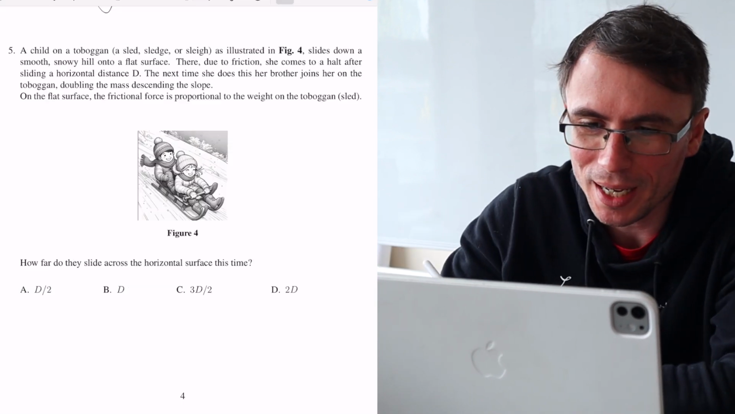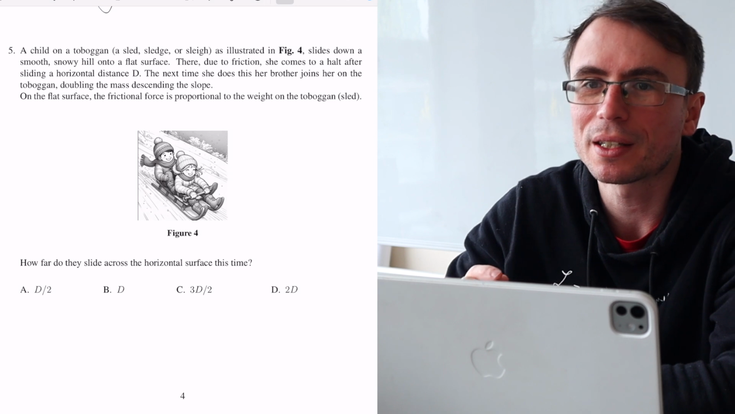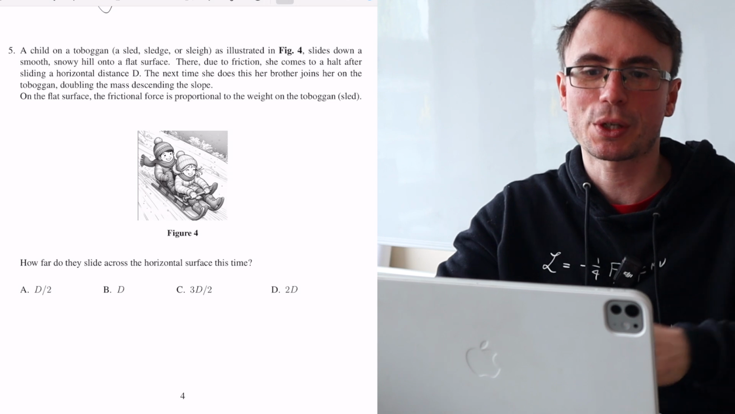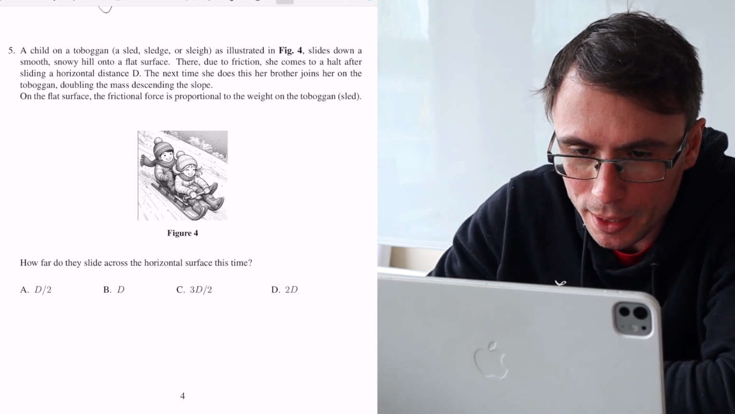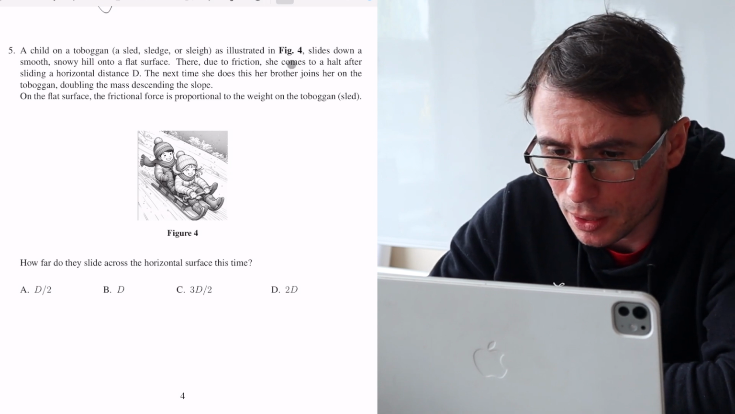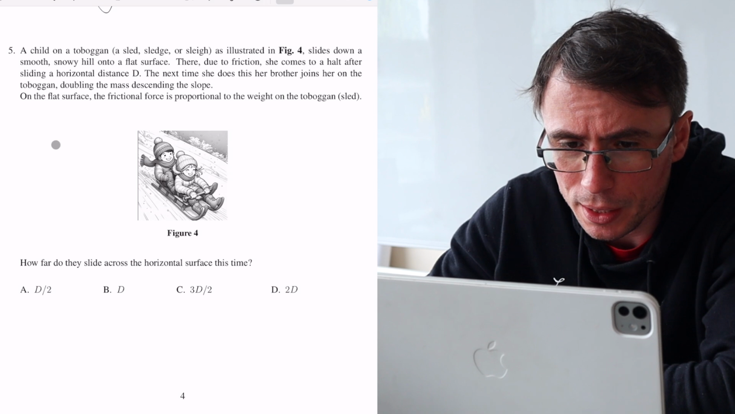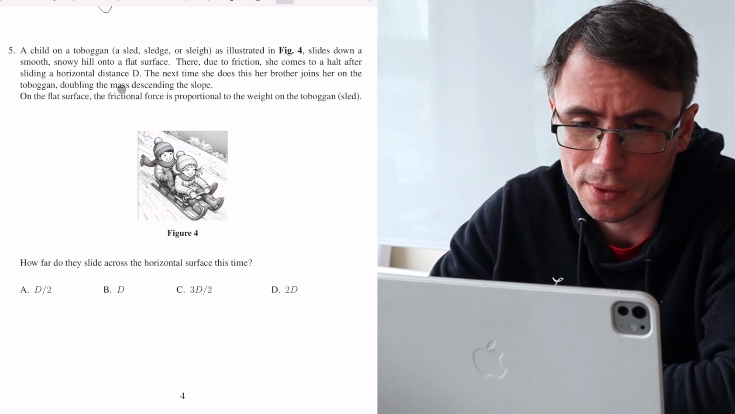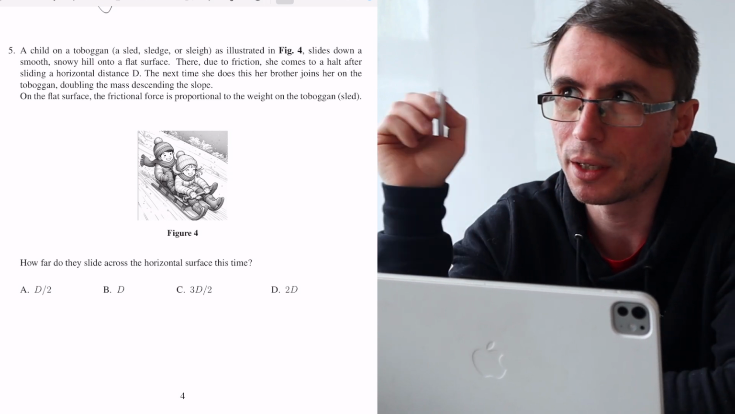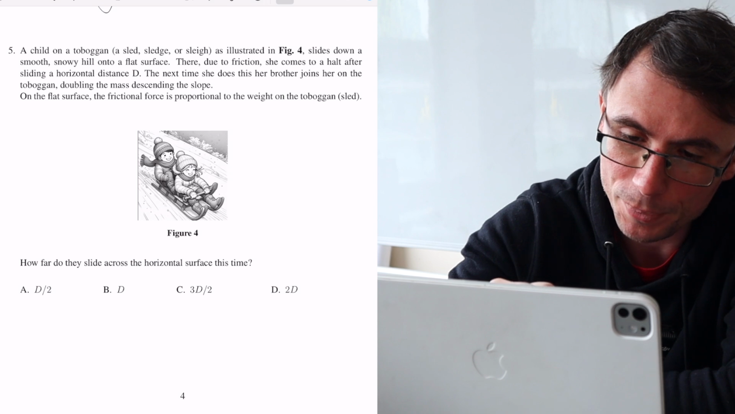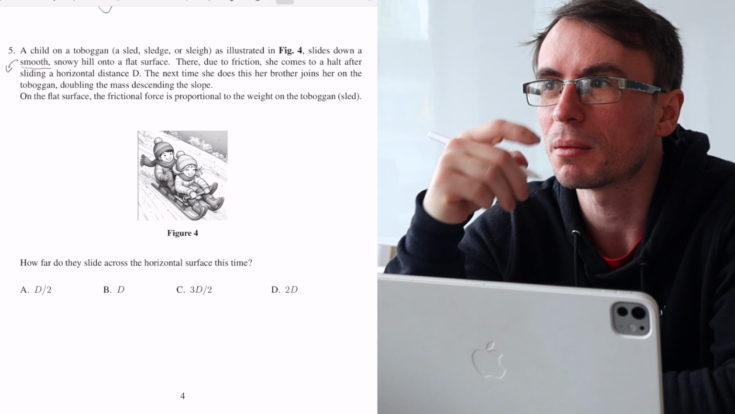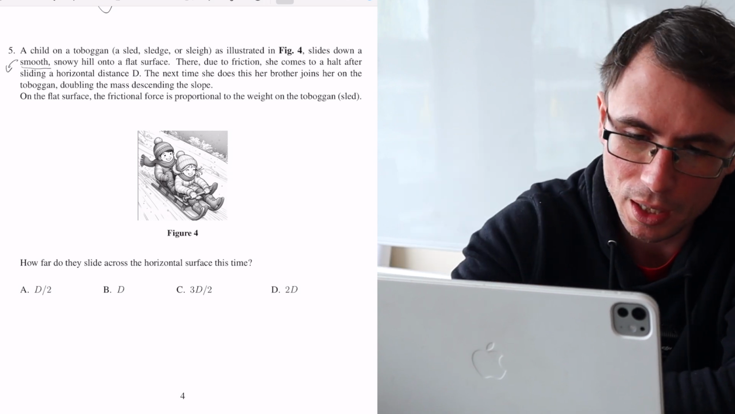This one here I really like, and it really made me think the first time I came across this question. So here's what I think is the best way to actually tackle it. We've got a child on a sled, sledge, or sleigh, as illustrated in the figure below, who slides down a smooth, snowy hill onto a flat surface. So immediately the first sentence is telling me that there is no friction during that. Because it says smooth, this is typically a physics hint telling us to ignore friction.